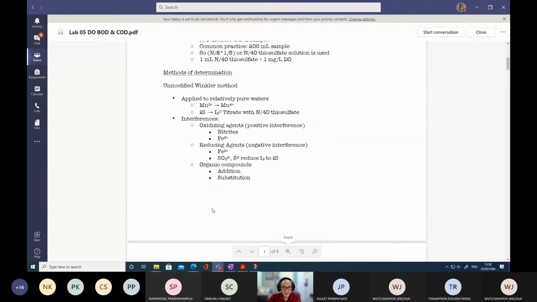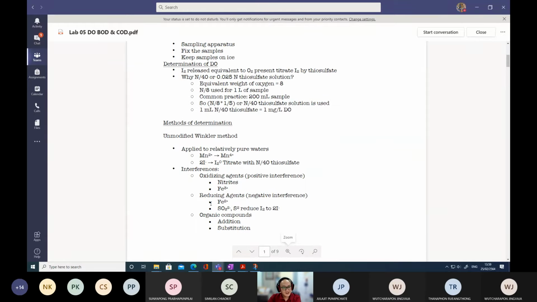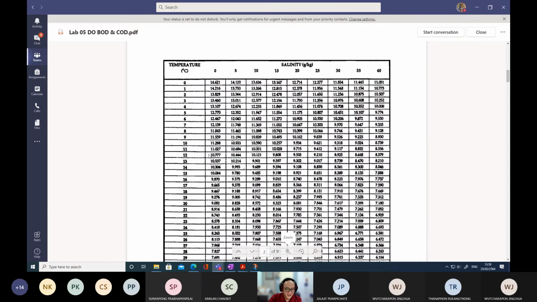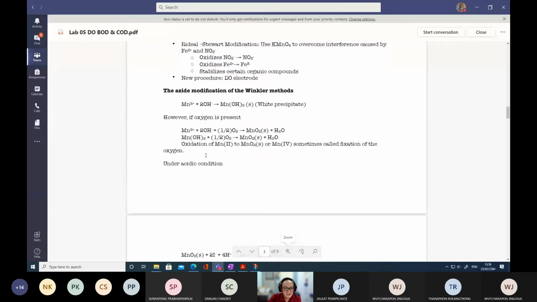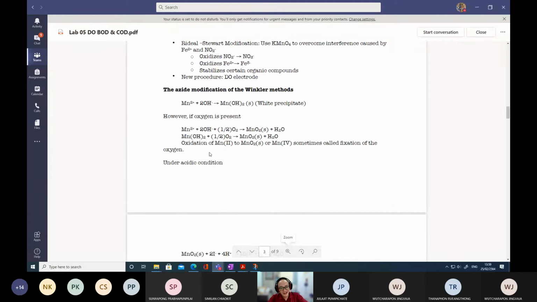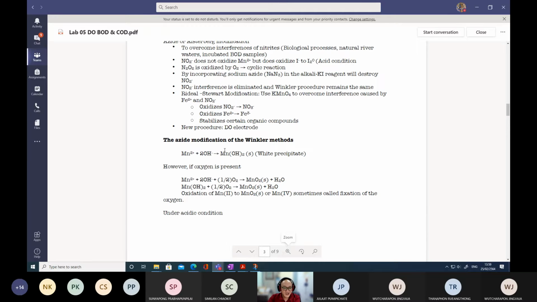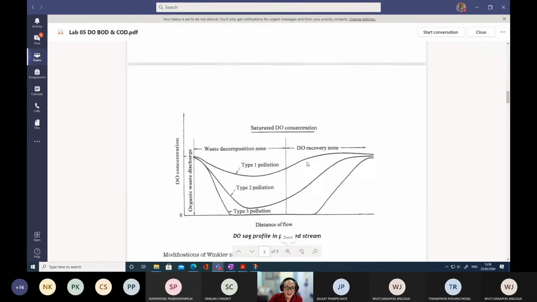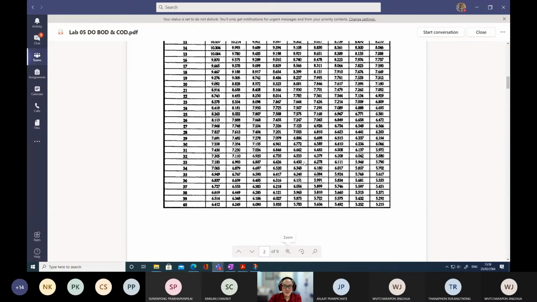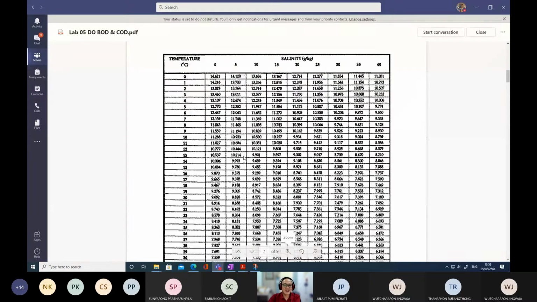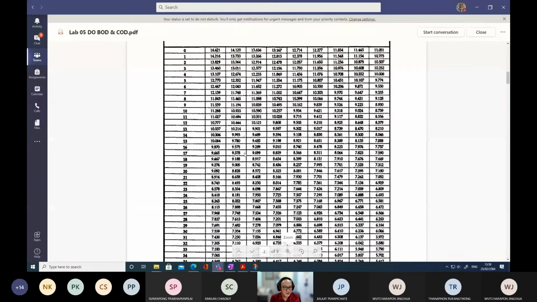What is the Winkler method? Actually, there is the conventional Winkler method and the modified Winkler method. But anyway, the concepts are the same, and just some chemical additions are slightly different. This table shows the saturated dissolved oxygen concentrations. You can see the values in this table.